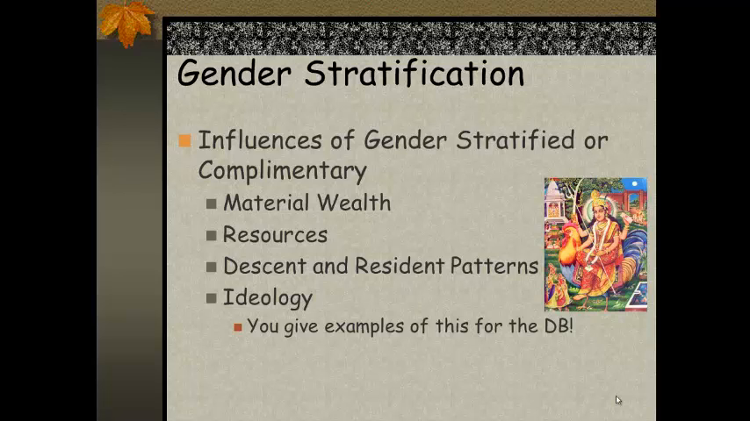Now, you are going to look up examples of ideology. Think religion. Think Adam and Eve and what a role they play, and whether or not we're a stratified society or a complementary society. And then look up others and give examples of that. And don't forget the third gender and what a role this will play with this. Remember, this is going to help you not just with this DB, but also with that study guide question.